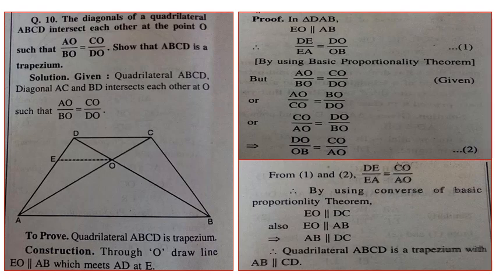Already we know that EO parallel to AB. From the above, we get AB parallel to DC. Now in quadrilateral ABCD, one pair of opposite sides are parallel, that is AB parallel to DC. Therefore, quadrilateral ABCD is a trapezium with AB parallel to CD.